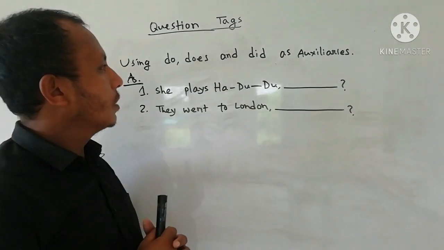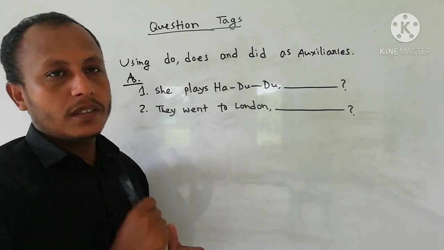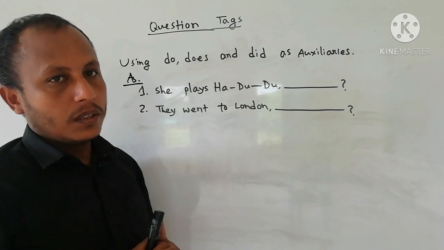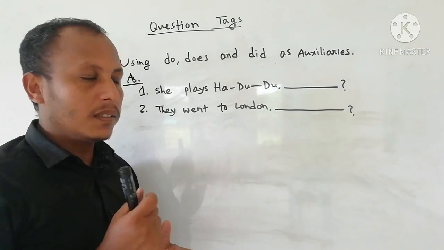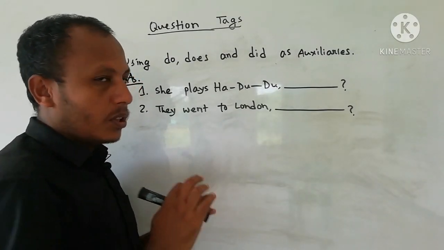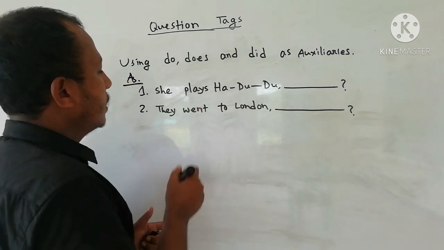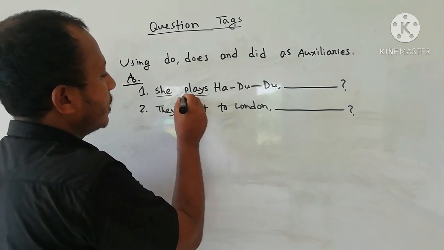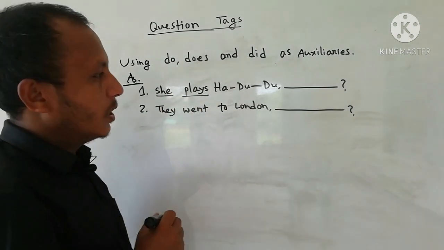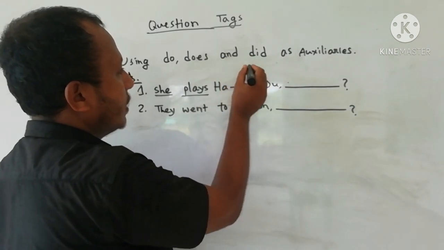We must use do, does and did as auxiliaries if the auxiliaries are absent in the sentence. If we don't see any auxiliaries in the statement, we have to use do, does or did according to tenses. Number 1, she plays. Here she is the subject and plays is a finite verb. We can't see any auxiliaries here. In making a question tag, we have to use do, does and did as auxiliaries.